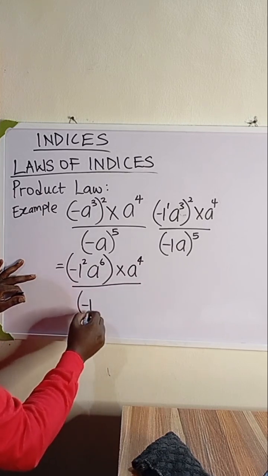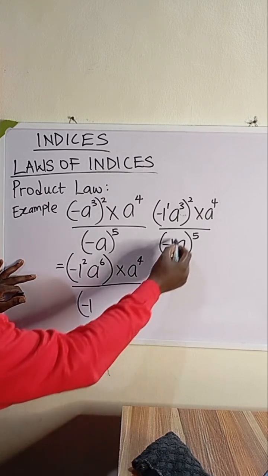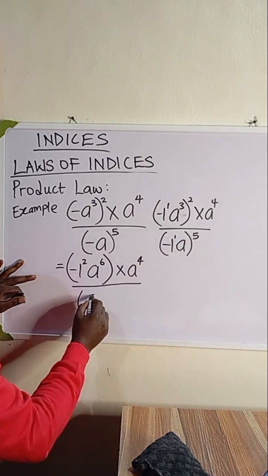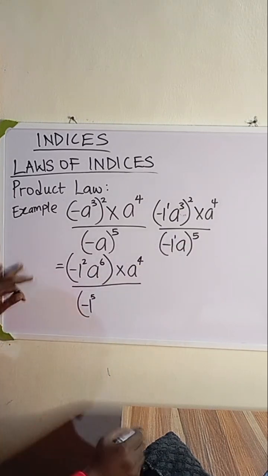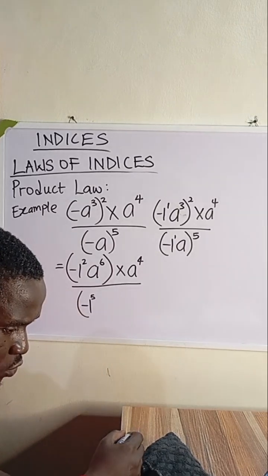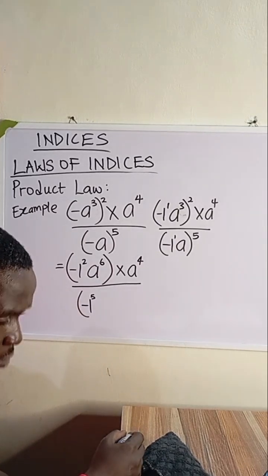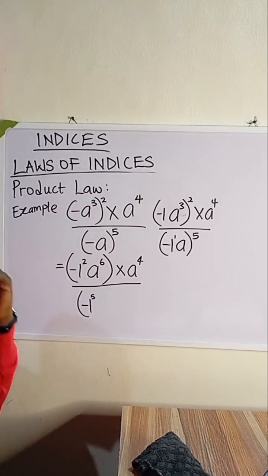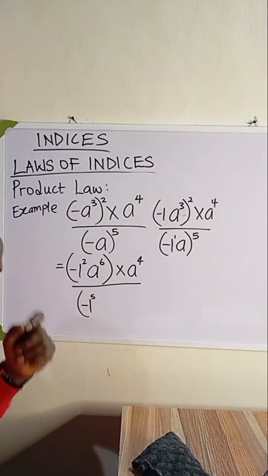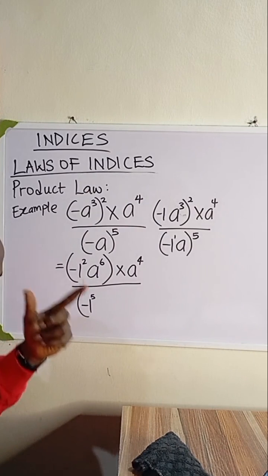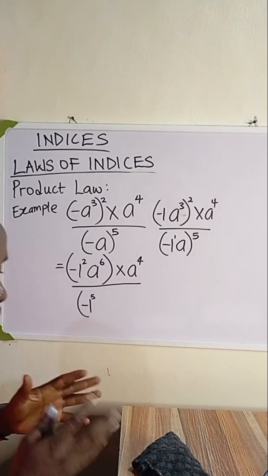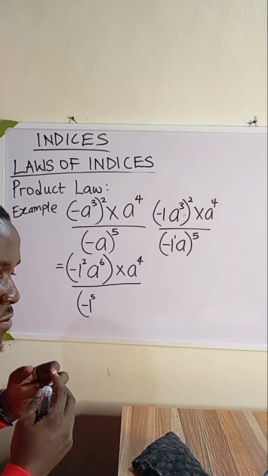Why do you raise minus 1 to another one? When there is no exponent, there is an exponent. But because the exponent is 1, there's no need to write it. So if you see any number or any letter, just know that the exponent there is 1. But we are bringing it out so that we can show our working.